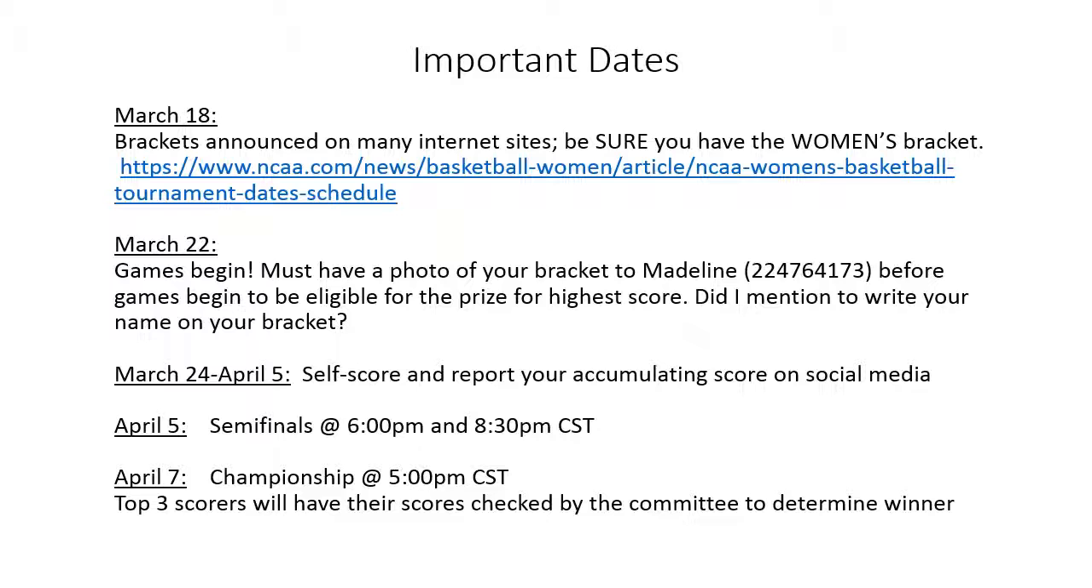These are the important dates to remember. On March 18th, the brackets are announced. So be sure when you go on the internet to get your bracket that you find the women's bracket. These are also available in the newspaper, but most people get them from the internet. But if you do a search on March Madness, it's going to turn up the men's tournament unless you specifically look for the women's. So pick your teams before the games start on the 22nd.